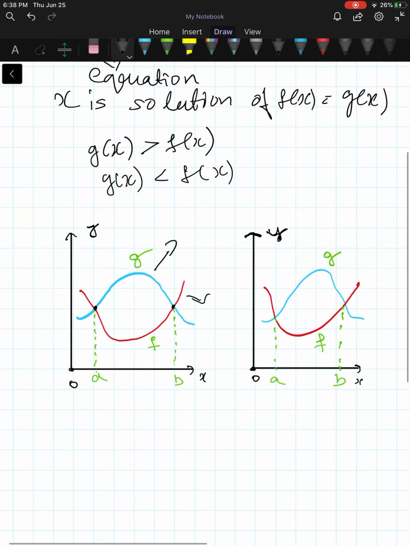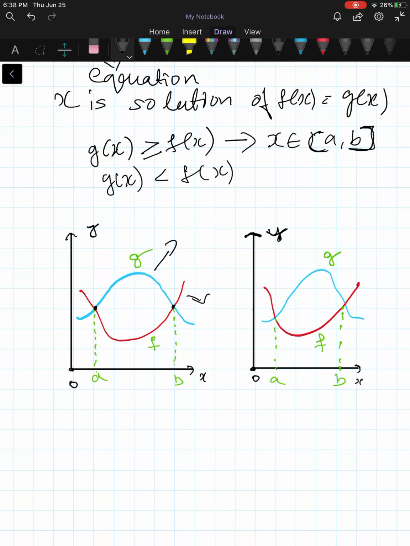So g of x is greater than f of x when x belongs to the closed interval a comma b. Is it closed interval? Sorry, open interval a comma b, because at a and at b the values of g of x and f of x are equal. If you had an equal sign here, then you could have a closed interval, but you don't have an equal sign. It was strictly greater than, therefore it is an open interval.